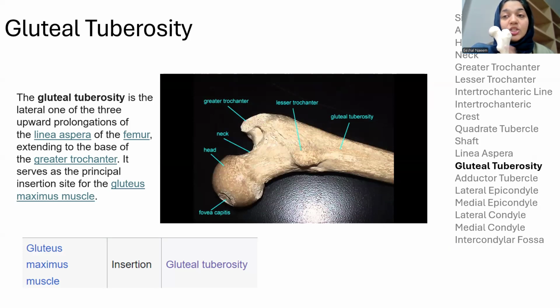And this is the insertion point of the gluteus maximus. The gluteus maximus was the largest muscle of the gluteus maximus, minimus, and medius, and the maximus was being supplied by the inferior gluteal nerve. It served as a principal insertion point for the gluteus maximus muscle.